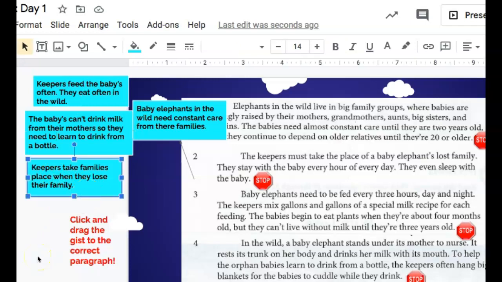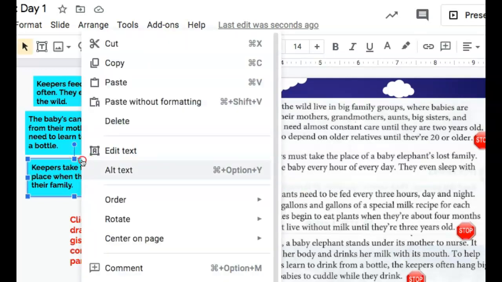Keepers take family's place when they lose their family. So that paragraph talked about how baby elephants, when they lose their family, need to stay with the keeper every hour of the day. So this would be our best choice.